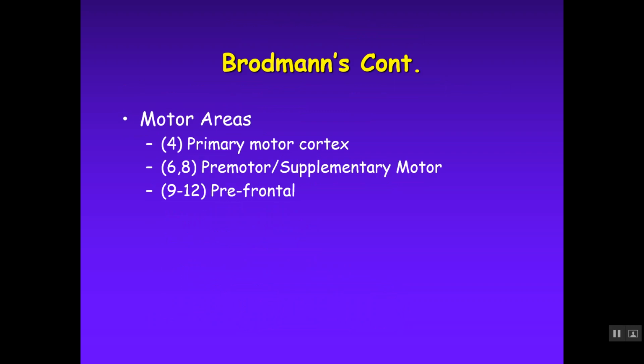Motor areas are a little easier. There's only a couple here we need to know. 4 is the primary motor cortex. 6 and 8 together are premotor and supplementary motor area. And then 9 through 12 is just all called prefrontal.